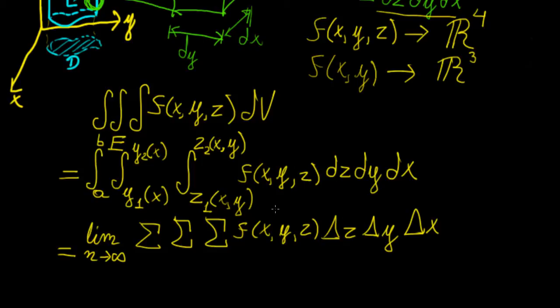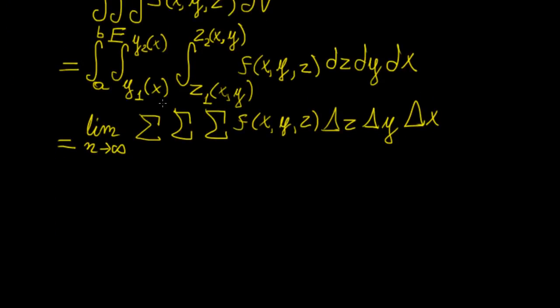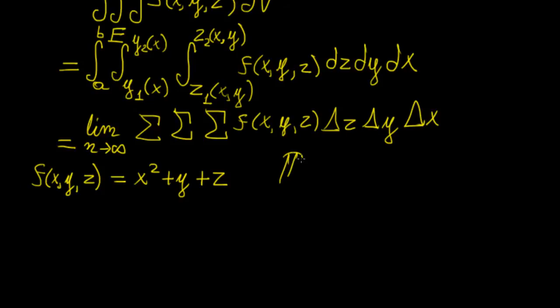Okay, so now that we have defined this, I think the best way to actually understand how this works is to work out a simple example. Let's say we're given the function f of x, y, and z equals x squared plus y plus z. This represents a hypersurface in R4. We're going to try and find the hypervolume enclosed within some volume E that we're going to define as follows.